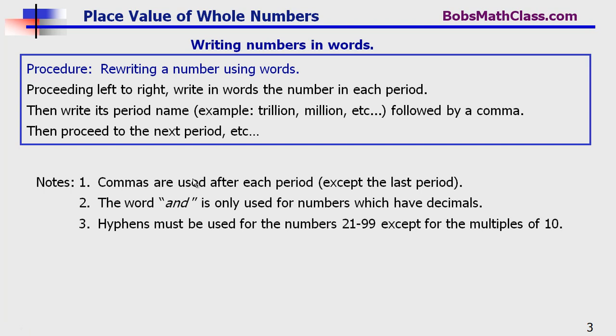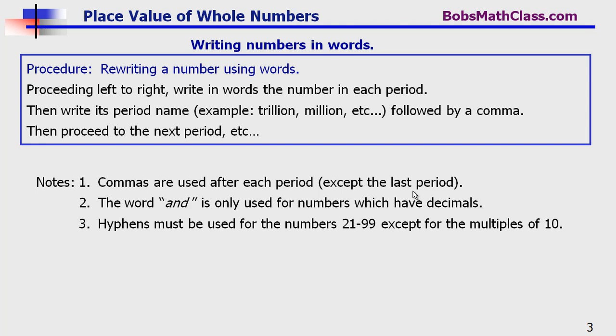Okay, so here's a few notes. Commas are used after each period, except the last period, not after the ones. So after the millions period, we put a comma. After the thousands period, we put a comma. The word and is only used for numbers which have decimals. So you will not write and at any time in these problems.